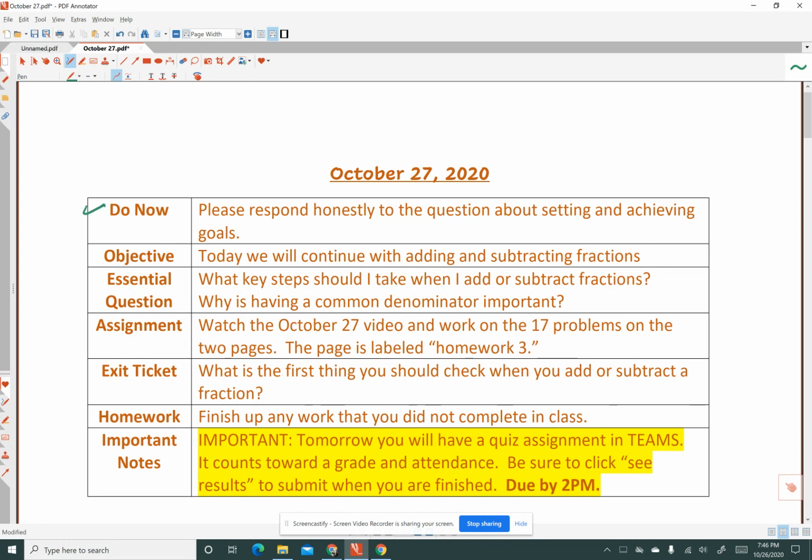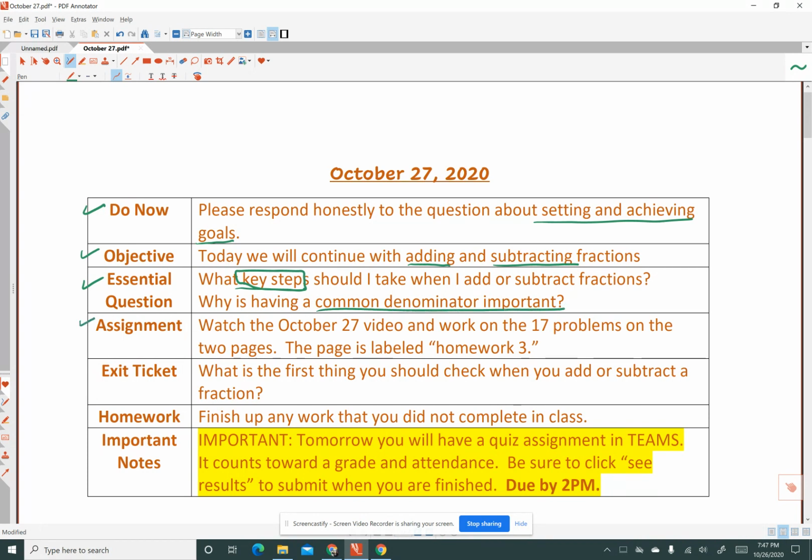After we finish our do now, which is about setting and achieving goals, we will continue, as I said, on adding and subtracting fractions. Our essential question asks two things. First of all, what key steps should I take when I add or subtract fractions? And why is having a common denominator important?